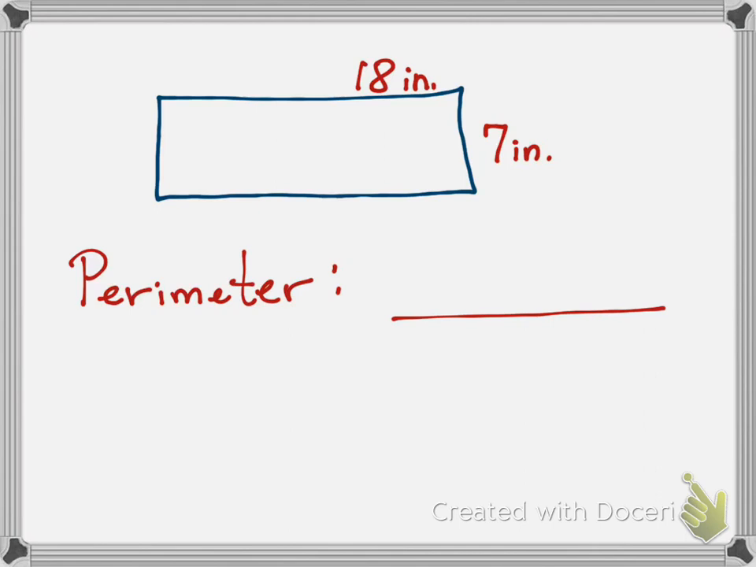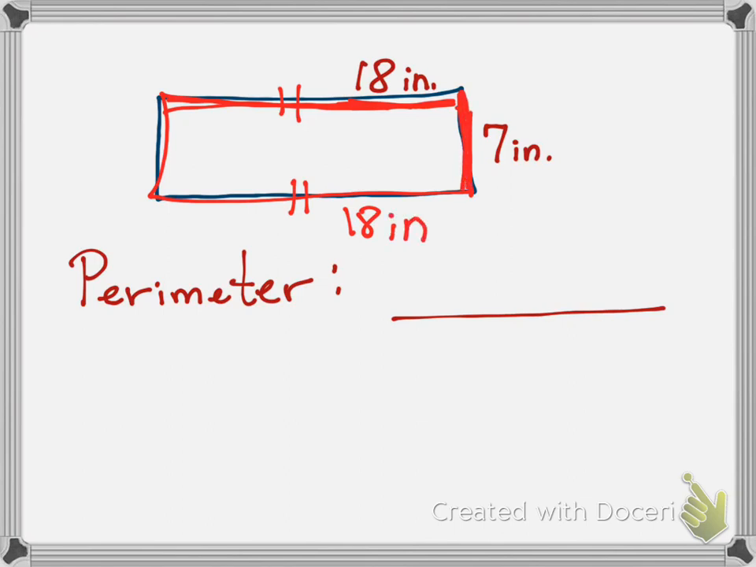So here's a rectangle, and we have one side that's 18 inches and the other side is 7 inches. And I want to find the perimeter. I want to know exactly how much the distance around this rectangle would be in total. This side is parallel and equal to this side. So if this side is 18 inches, this side must be 18 inches too. And if this side is 7 inches, this side is parallel and equal to that side, so this one would be 7 inches also.